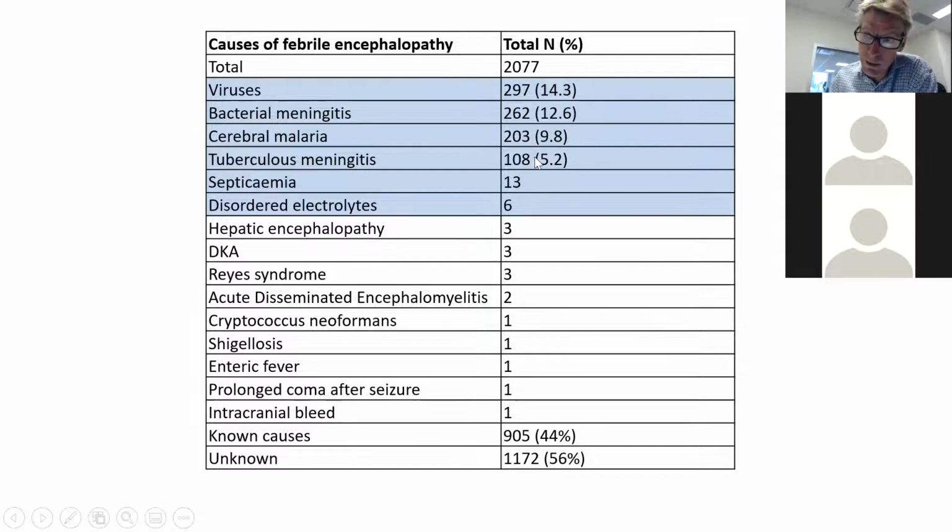And TB meningitis is about half as common. So that's up there in terms of the causes. So they're the big 4 causes: viral meningitis, bacterial meningitis, cerebral malaria, and TB meningitis. I won't go through all the others, but there are lots of different other causes that you will have heard about, like cryptococcal meningitis and other things.